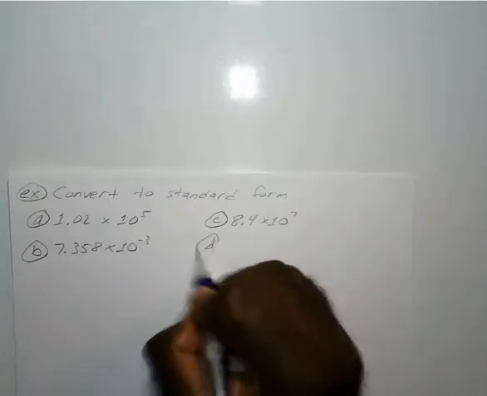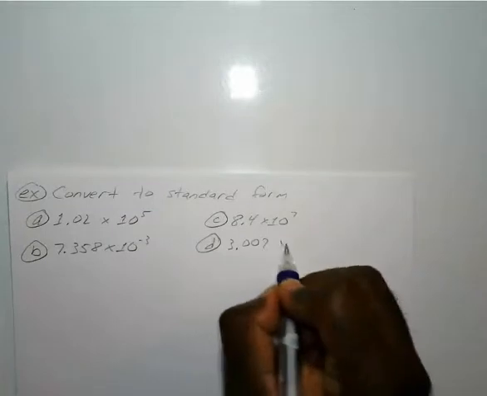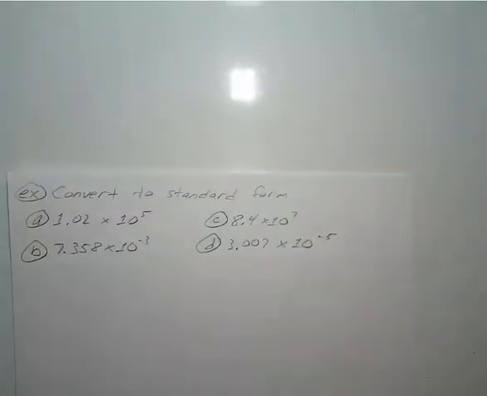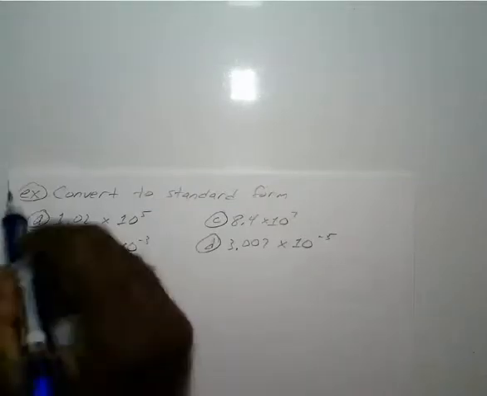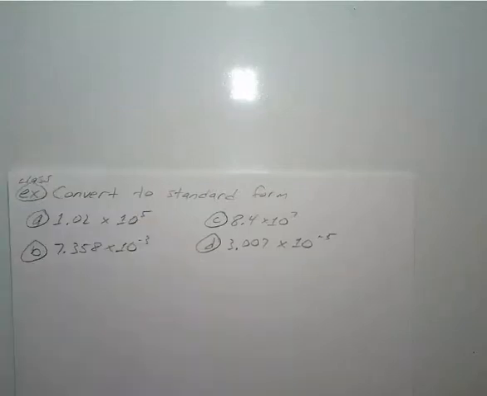And let's say for problem D, we have 3.007 times 10 to the negative 5th power. Alright, so what I want you to do is press pause and solve these the same way that they were solved in the previous 2 examples.